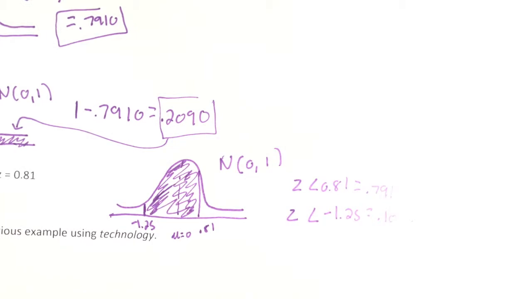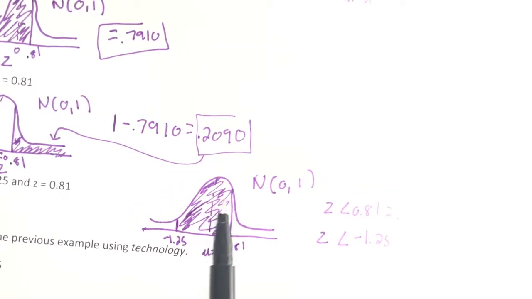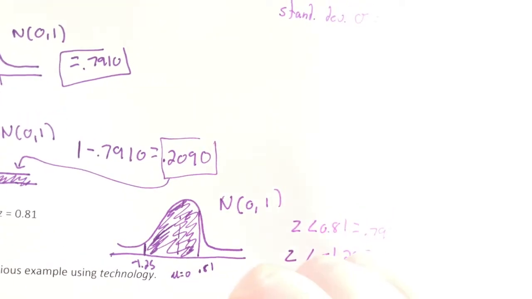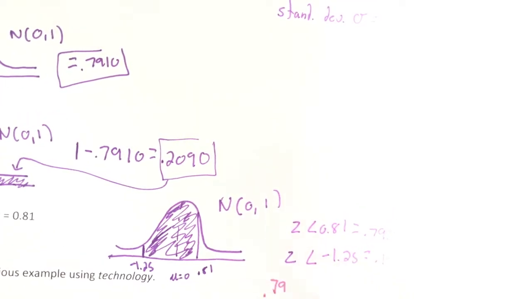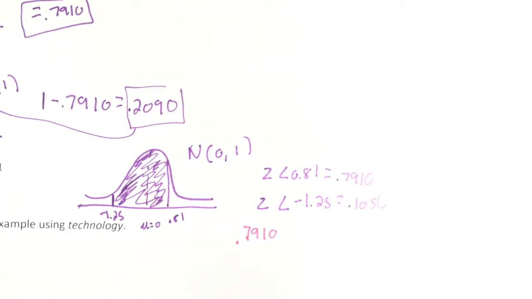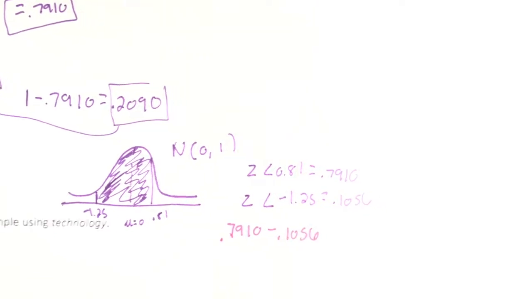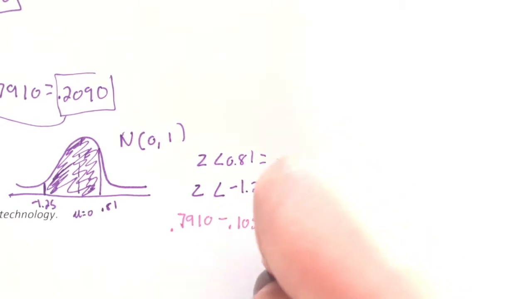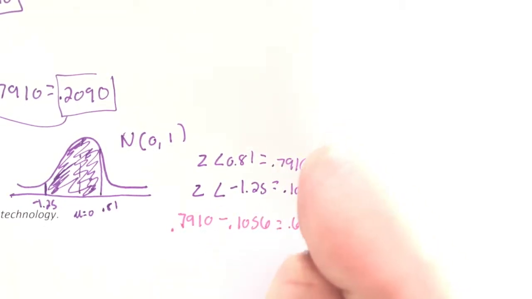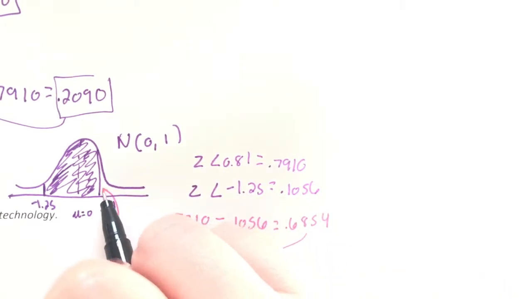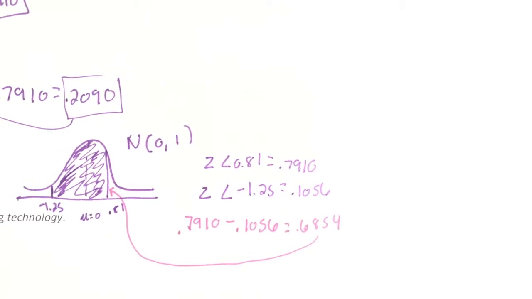So basically, we have everything to the left of 0.81, and we're going to subtract from it what was to the left of negative 0.125. So we're going to have 0.7910 minus 0.1056, and when we get that, we end up with 0.6854. So when I look back to this curve, I see that between negative 0.125 and 0.81 is 0.6854.